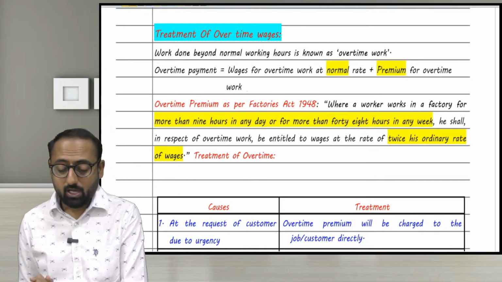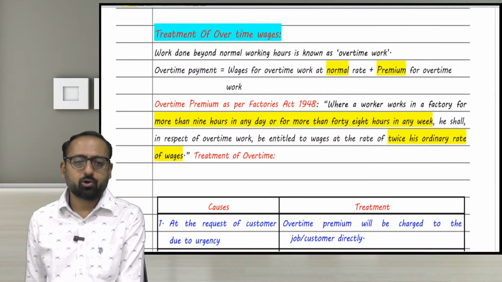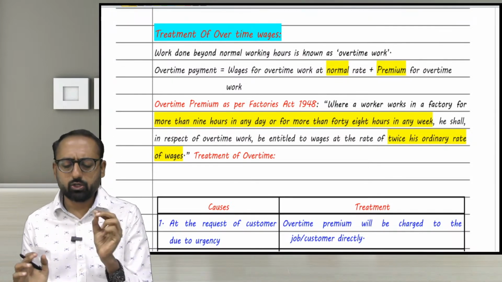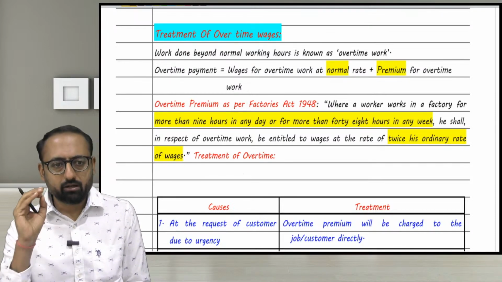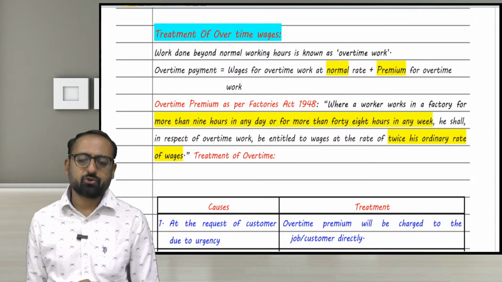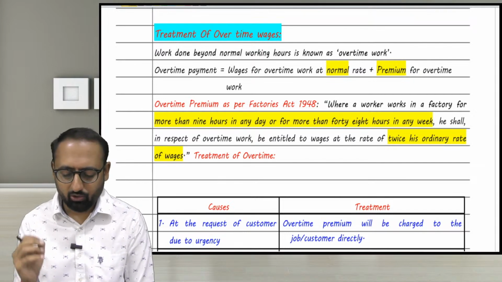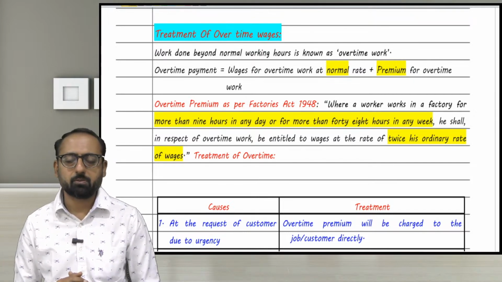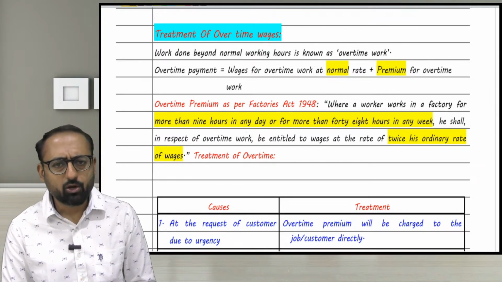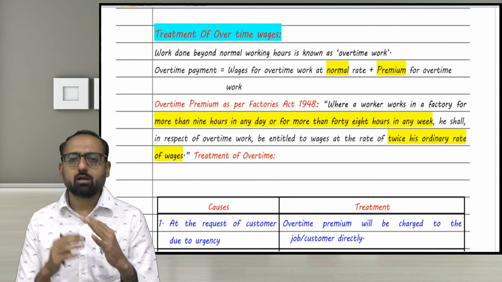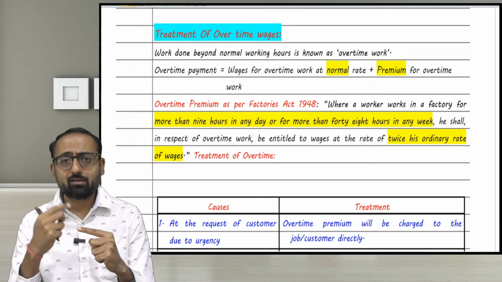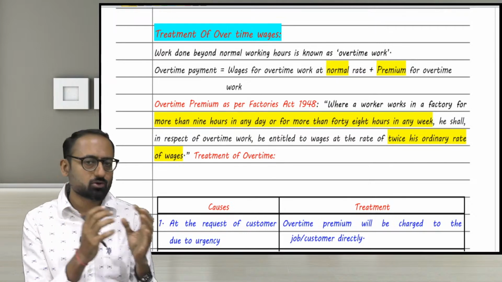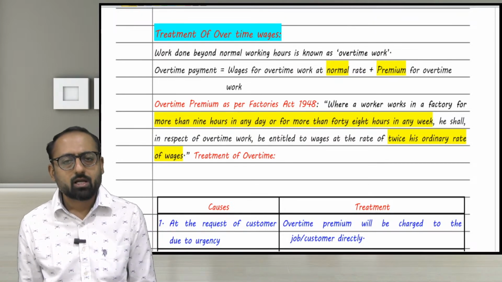Now let's go to the next very important and interesting part. Only two parts remain in this topic: treatment of overtime and treatment of idle time. First, we will quickly discuss the treatment of overtime, then we'll go to the treatment of idle time. Now, what do you mean by overtime? If the workers are working more than the normal hours, those extra hours are called overtime.